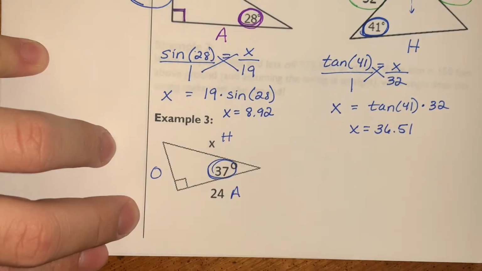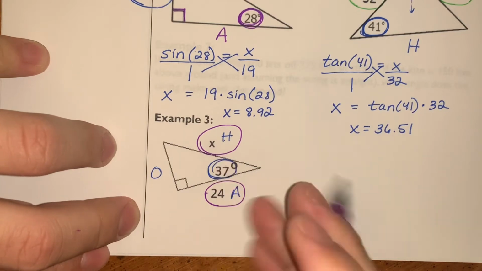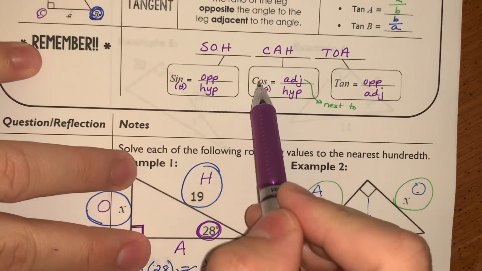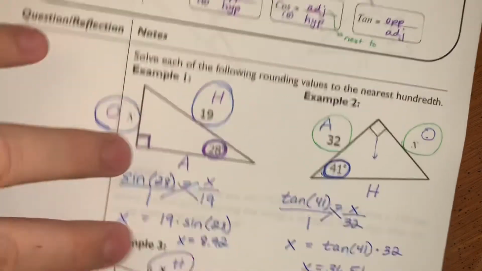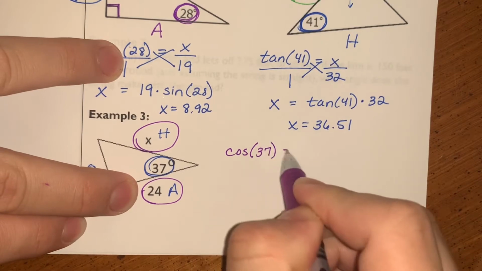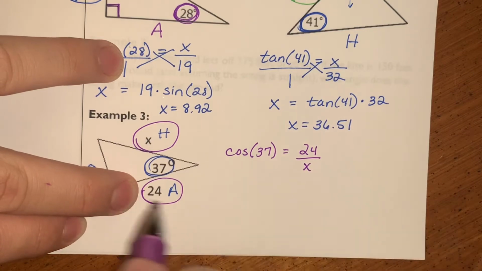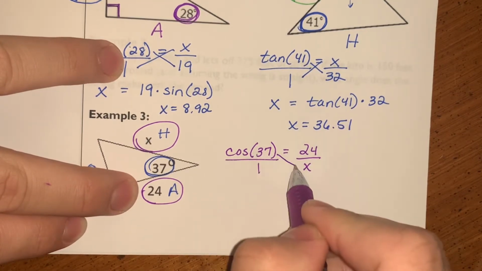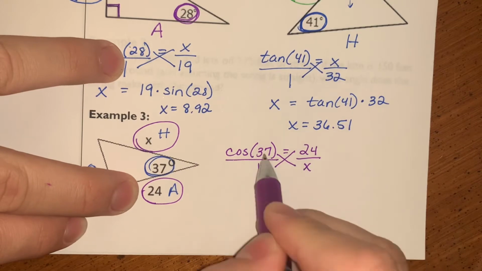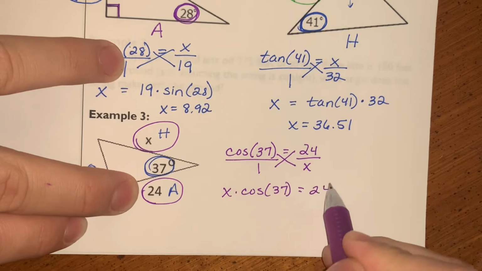So now I'm going to say, which parts of the triangle do I actually have labeled? I have something in my hypotenuse, and I have something in my adjacent. So adjacent and hypotenuse, that would be cosine. That's the trig function that has both of those values. So I'm going to set this up. I'm going to have cosine of 37 degrees is equal to adjacent 24 divided by the hypotenuse x. Now this time when I cross multiply, I'm going to have x times cosine of 37 is equal to 24 times 1.